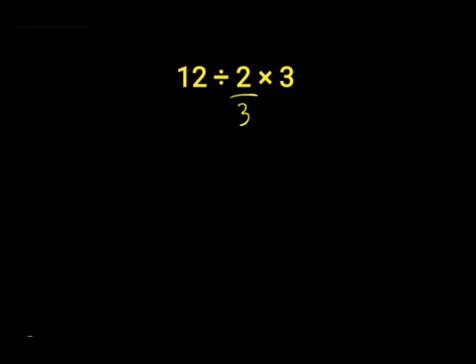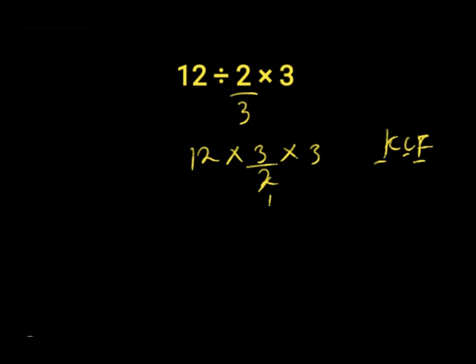We are going to be solving it using the rule of KCF. K stands for keep, C stands for change, and F stands for flip. We are going to keep 12, change division to multiplication, then flip 2 over 3 to 3 over 2, then multiply by 3. Then let us simplify.